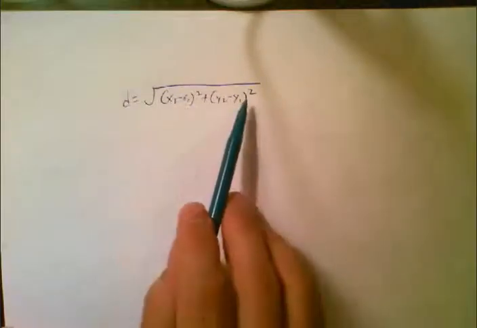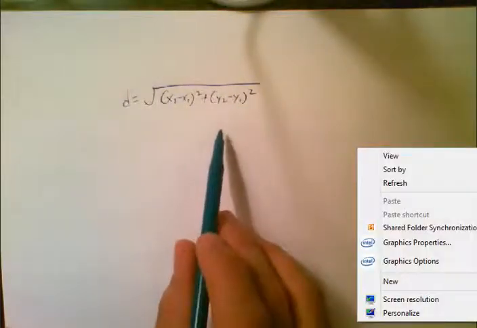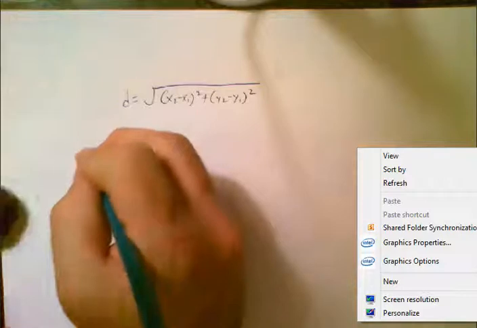y2 minus y1 squared. And again, the x1s and x2 come from labeling your points. So if they give you a couple of points, like, how about 4, 3?